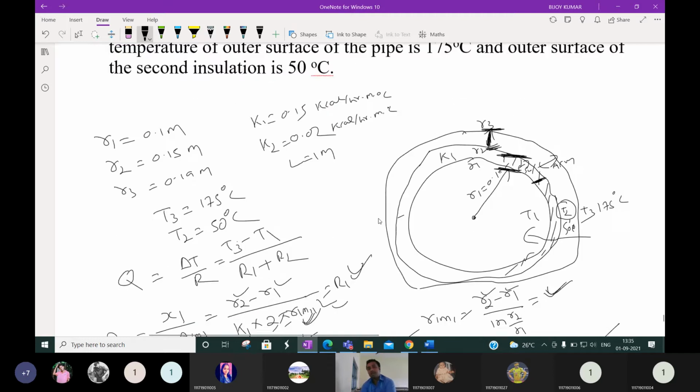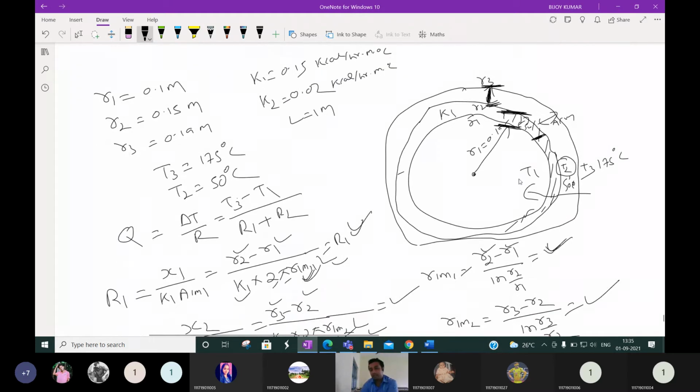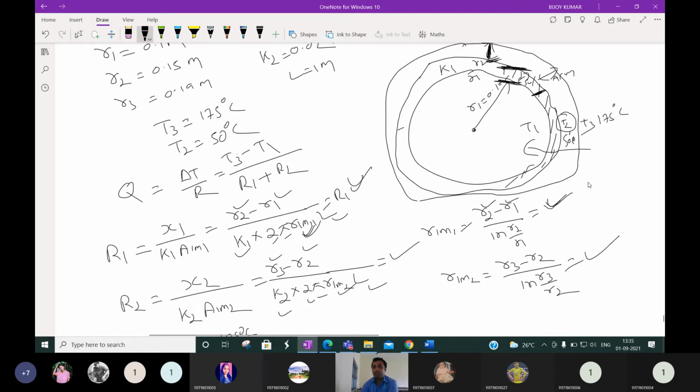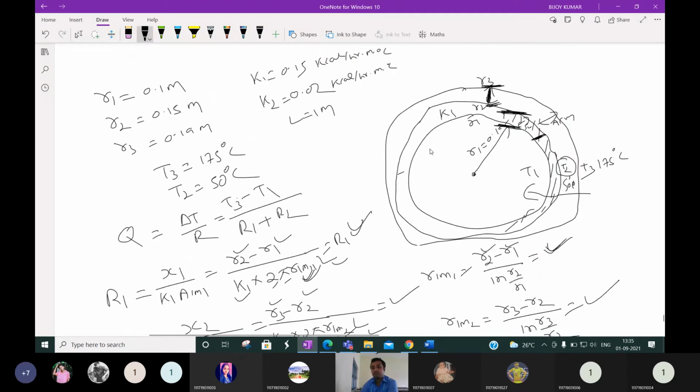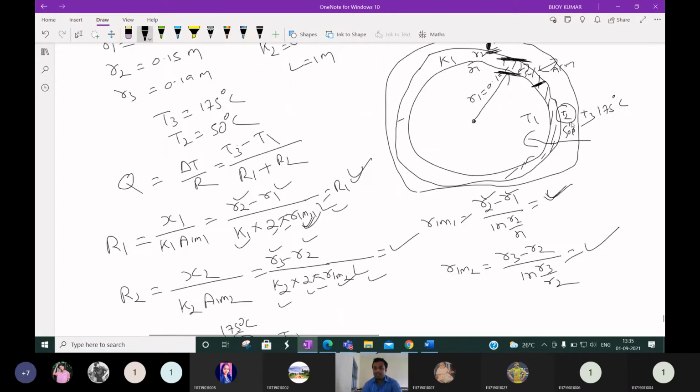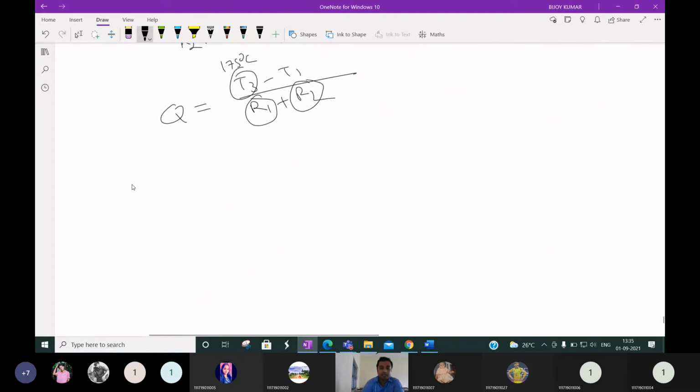The T1 is not given. In the question, what is given? T2 is given. If you find out this T1 value, then the Q value can be calculated. So how to find out this T1 value? In plane walls we solved this problem many times. We know that in this type of problem, Q, which is generally nothing but delta T by R, is equal to delta T1 by R1 equal to delta T2 by R2. You know this under steady state conditions, right?